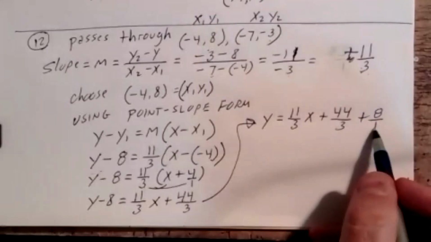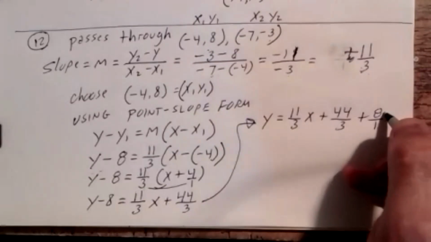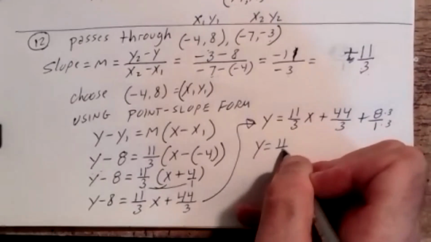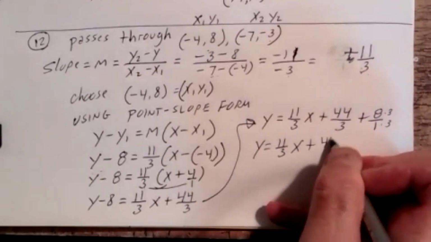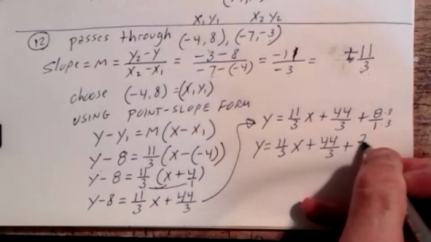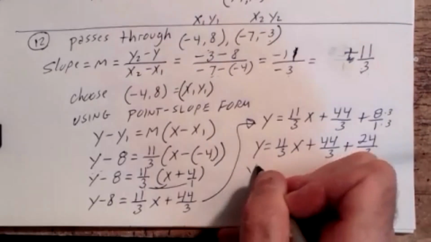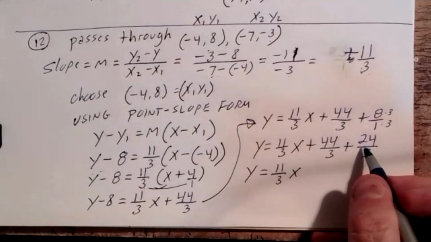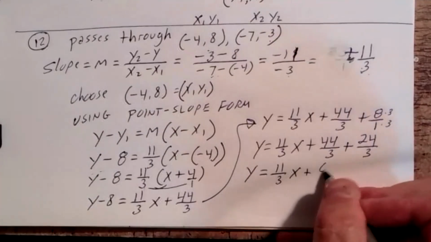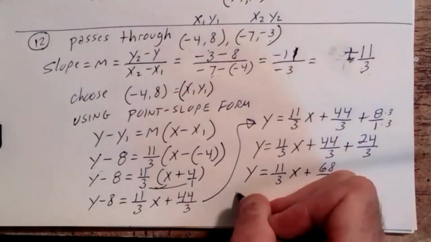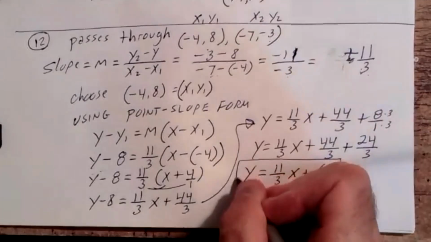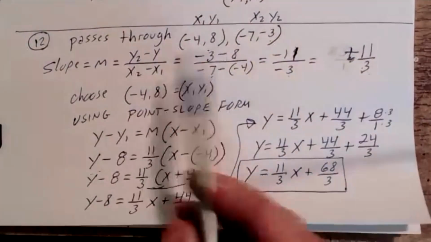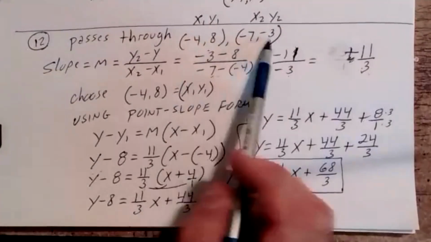Need a common denominator of 1 and 3, which is 3. An equivalent fraction, therefore, of 8 would be 24 over what, 3? So what's 44/3 plus 24/3? 68 over 3. So the equation is going to be 11/3 x plus what? 68 over 3. And ladies and gentlemen, you have the equation of that line, or the equation of that linear function whose graph passes through these 2 points here, okay?